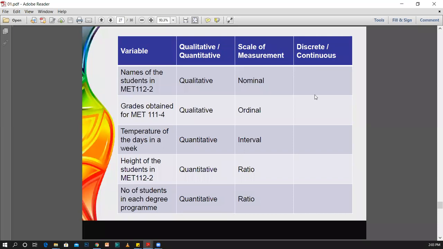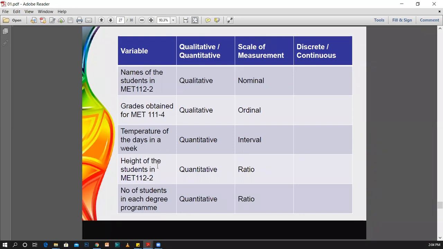Now, we have to identify whether these are discrete or continuous. If you have names, definitely you do not have any continuous values in between any two names. Therefore, definitely this should be a discrete variable. If it is grades, in between A plus and A you do not have any other value for the letter grades. Again, the second one is also discrete. Then temperature. Definitely you have infinitely many values in between any two intervals. Therefore, you have to consider it as continuous.